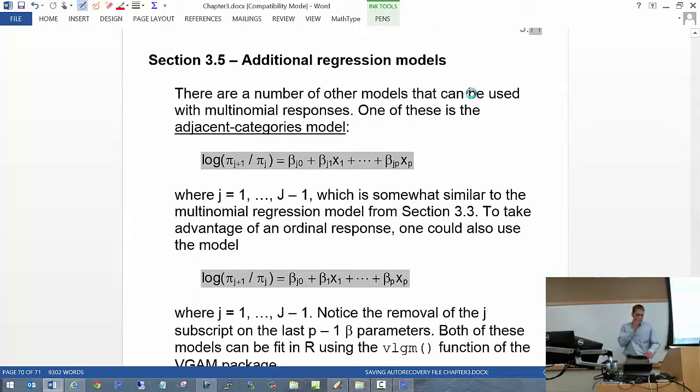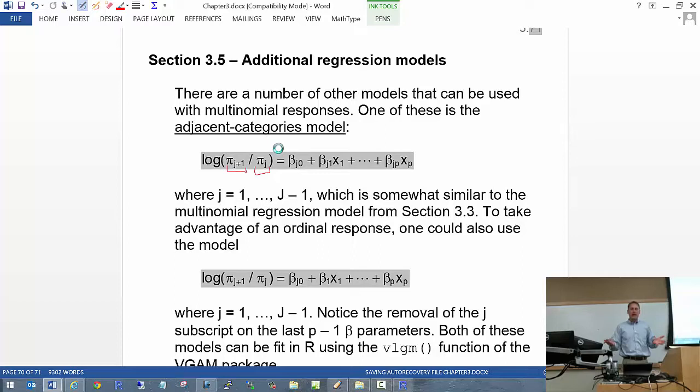Okay, so lastly for chapter 3, there are many other models that can be used for multi-category responses. One common one that's used sometimes is the adjacent categories model. What I mean by adjacent categories, take a look at what's on the left-hand side of the model. We have pi sub j plus 1 divided by pi sub j. So we're doing the direct comparison, essentially in odds, of comparing category j plus 1 to j. Those two categories are adjacent, thus adjacent categories model. And in fact, one can get that expression for that model by simply looking at the multinomial regression model.